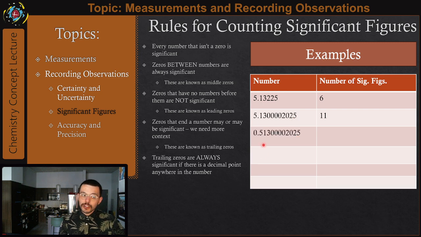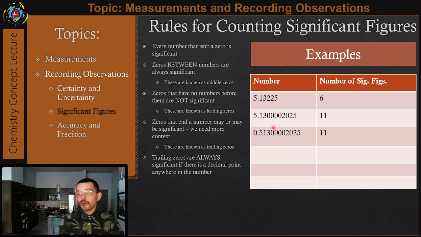For this number, this is the same number as before, but now you can see it has a 0 to start. So zeros that have no numbers before them are not significant. So this 0 is not real. Essentially, we start at 5. 1, 2, 3, 4, 5, 6, 7, 8, 9, 10, 11, which makes sense. It's the same number.